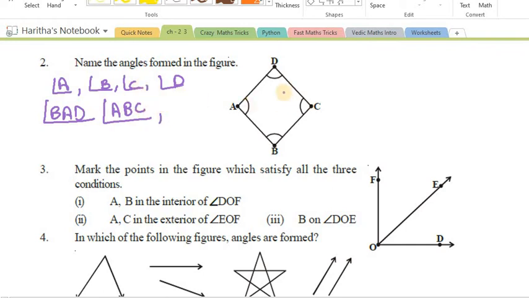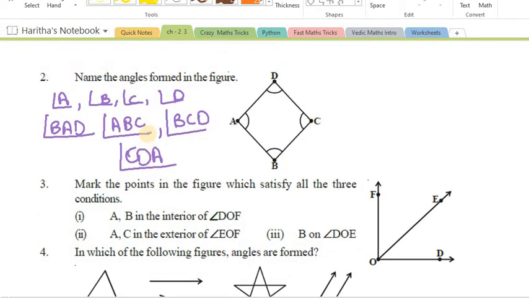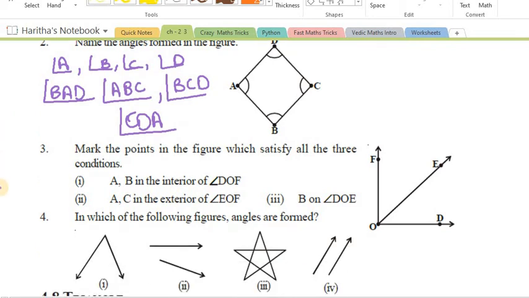Now I want angle C. Yes, very good. Angle BCD or DCB. Now I want angle D to be in the middle. Very good. Angle ADC or angle CDA. Okay, now next question. Okay students, did you understand this? Yes? Okay, very good. Now moving on to the next.